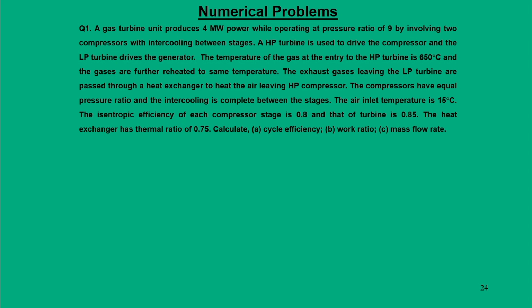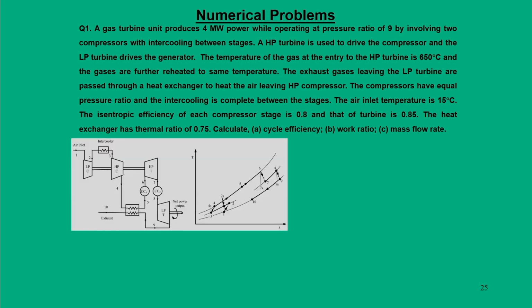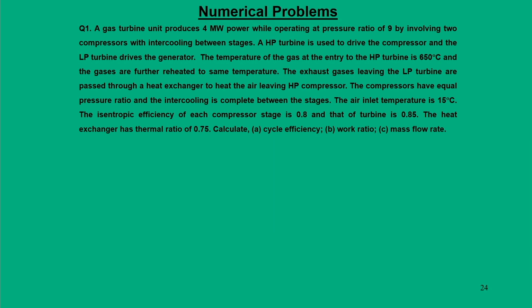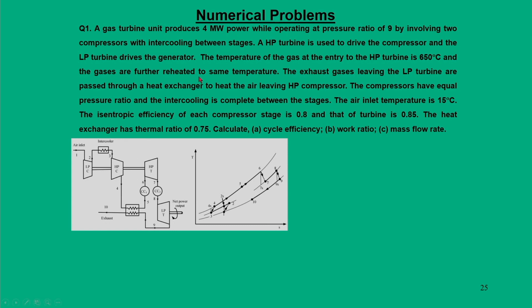Now, we will try to solve a problem. It is a big, long problem, but the entire idea is that this problem will demonstrate what we have discussed. The problem goes like this: a gas turbine unit produces 4 megawatt power while operating at a pressure ratio of 9, and it involves 2 compressors with intercooling in between stages. So, let us see the circuit first.